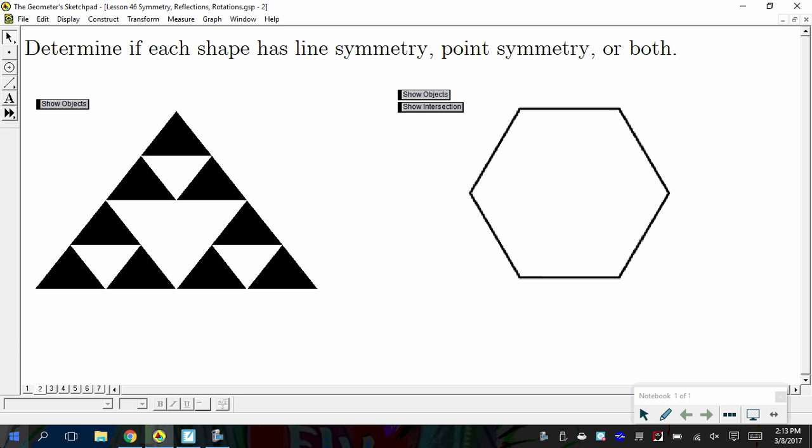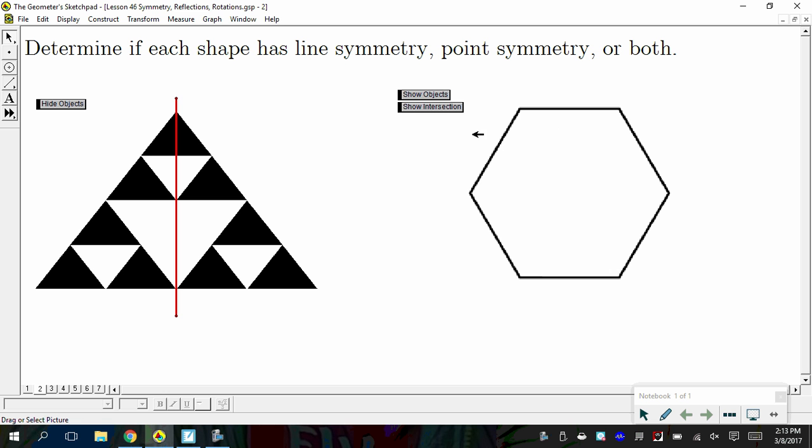So in this shape, there's no way that we can rotate it for it to look exactly the same, but we could put a line right down the middle and it will have line symmetry. So if we fold this shape over this line, it'll look exactly the same.